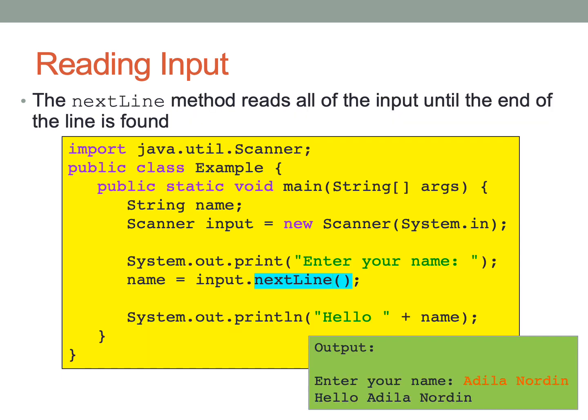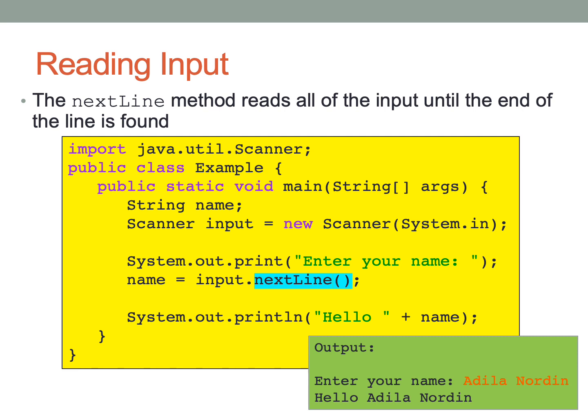The nextLine method reads all of the input until the end of the line is found. That means if we have several words, all of those will be taken. Let's look at this example. We declared a String called name. Then, to take an input from the keyboard, we need to have Scanner input equal to new Scanner(System.in). Note here that I call my Scanner as input. And to use Scanner, we need to have the import statement. So we have import java.util.Scanner.